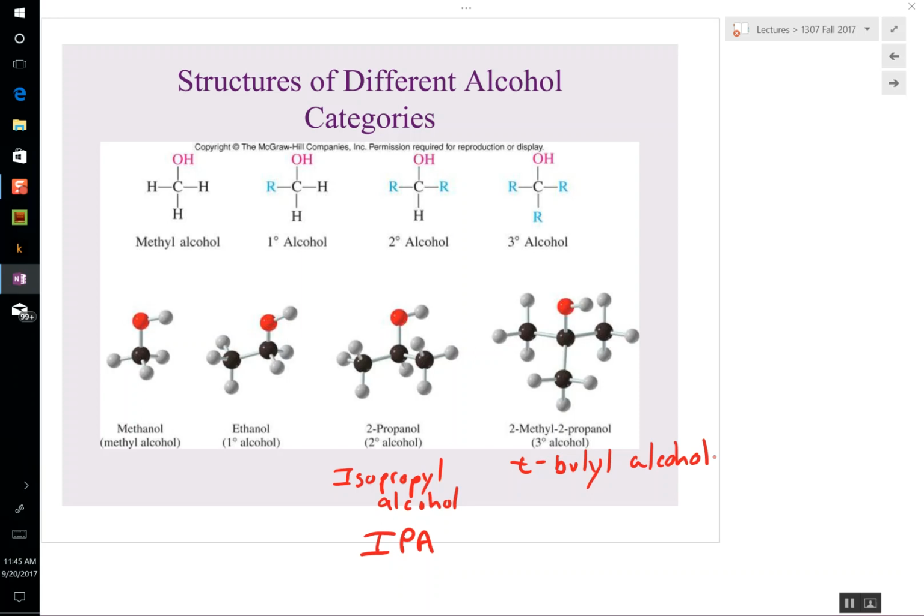Now let me just point out one other consequence of this. This carbon is only attached to 1 carbon. It has 2 hydrogens on it. This carbon is attached to two carbons. It only has one hydrogen on it. And this carbon has no hydrogens. That's just another consequence. I wouldn't necessarily classify them that way, but that might be another way to figure it out. But just count the number of carbons that are attached to that, and you know the classification.